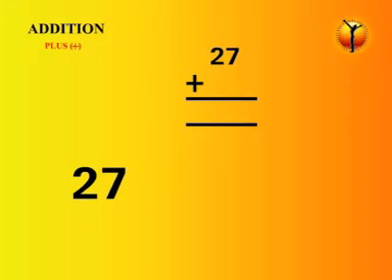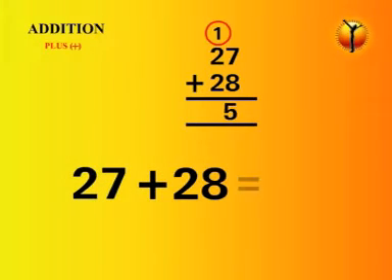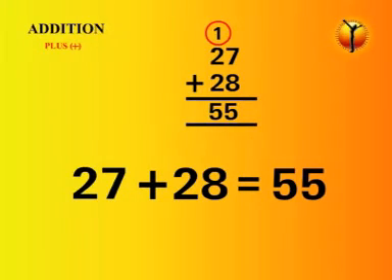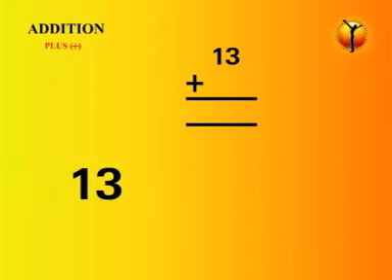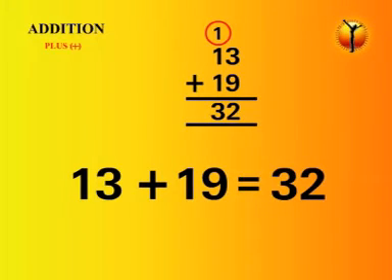27 plus 28 is equal to 55. 13 plus 19 is equal to 32.